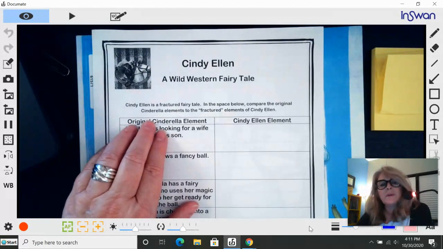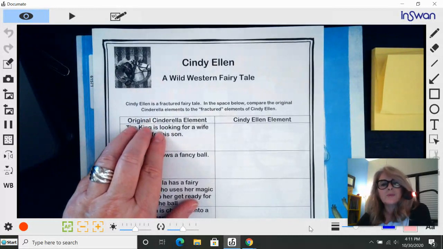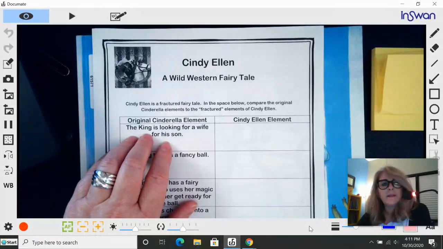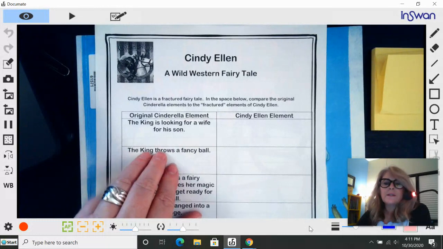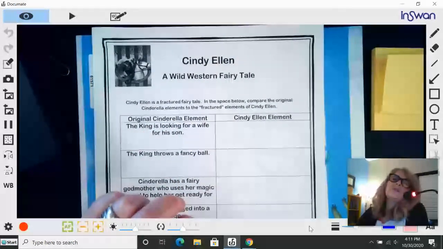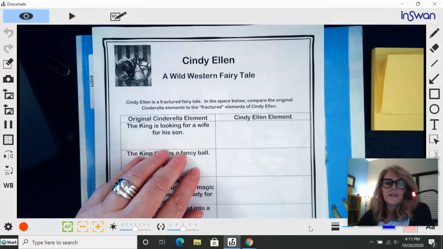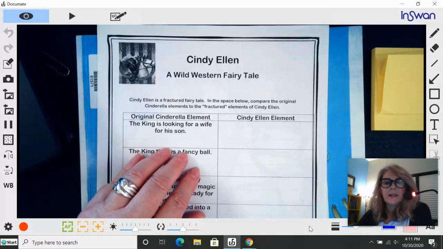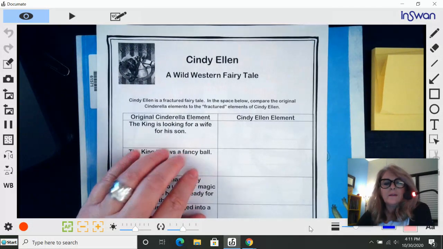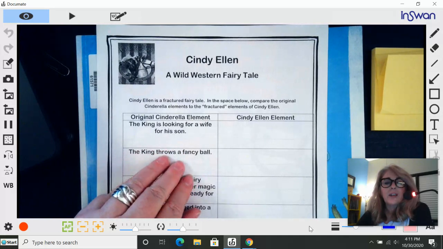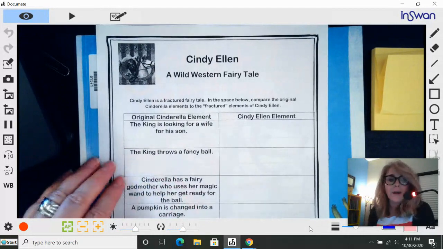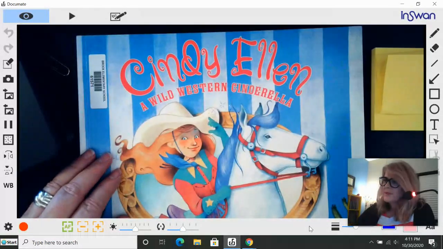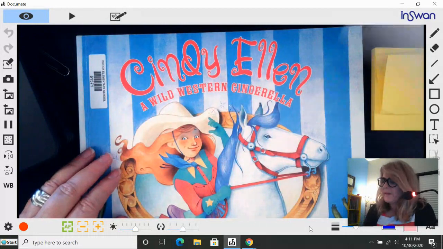And I want us to really think about how the elements in the story of Cinder Ellen are similar to the original Cinderella story, but also how they're a little bit different. And I really want you to pay attention to the setting of the story today, because the setting really affects the characters. It affects things that happen to the characters. It affects the plot.